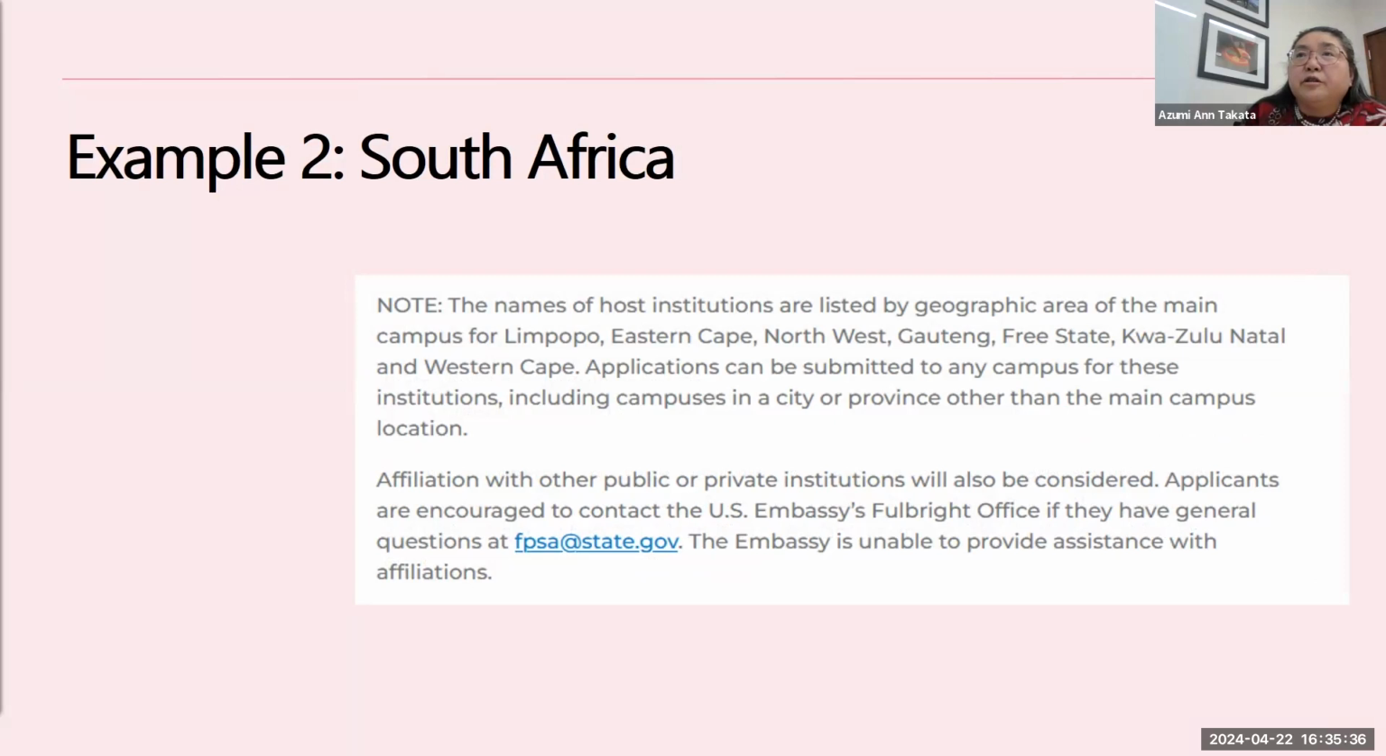Applicants are encouraged to contact the U.S. Embassy's Fulbright office if they have general questions. The embassy is unable to provide assistance with affiliations. So basically what they're saying is you're on your own as far as finding an affiliation. If you have general questions, they are willing to answer them, but they're not going to help you actually pick or find an affiliation. As an applicant, you need to do that on your own without relying on the embassy. Okay.